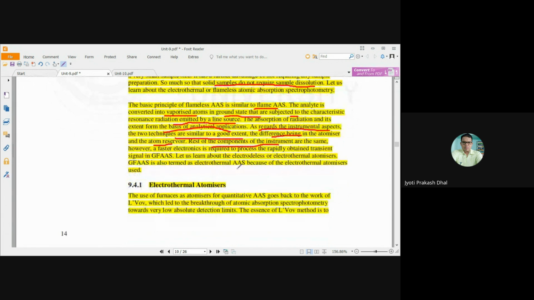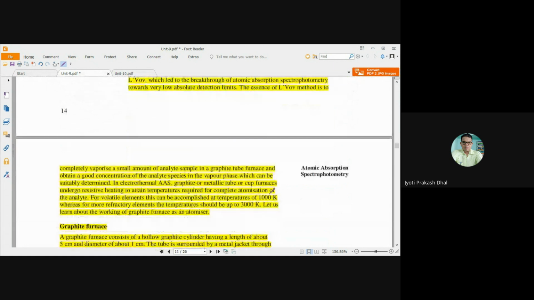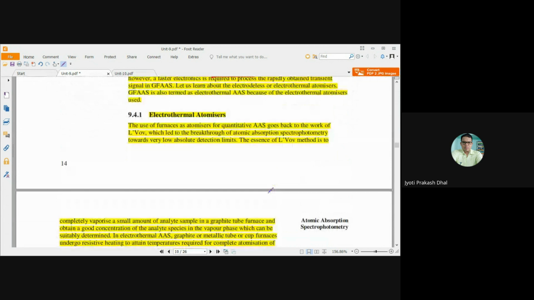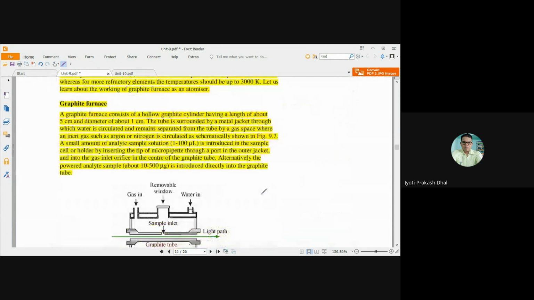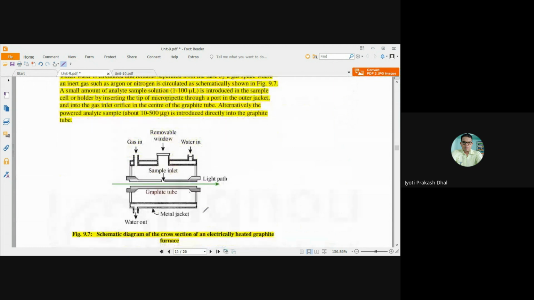First we'll discuss the different types of atomizers. The first one is the electrothermal atomizer, then the graphite furnace atomizer. Here is the schematic diagram of an electrically heated graphite furnace atomizer. In this atomizer, the analyte sample, which is initially in liquid form, will be converted into vapor, atomic form.